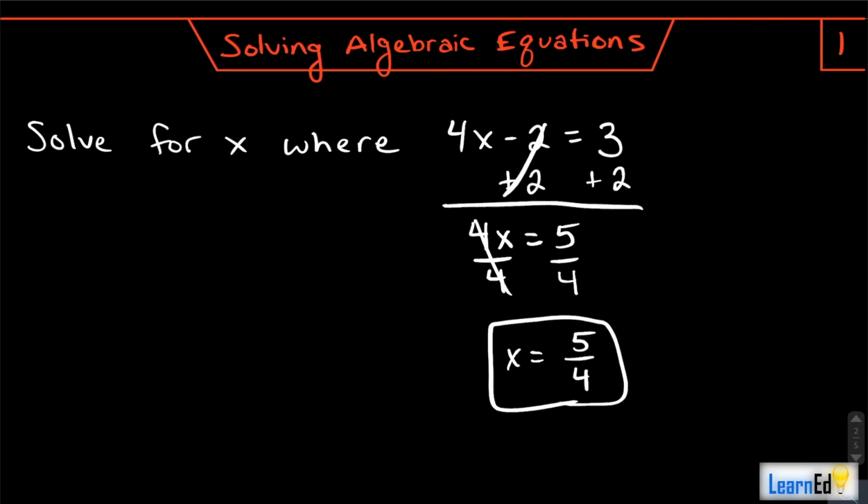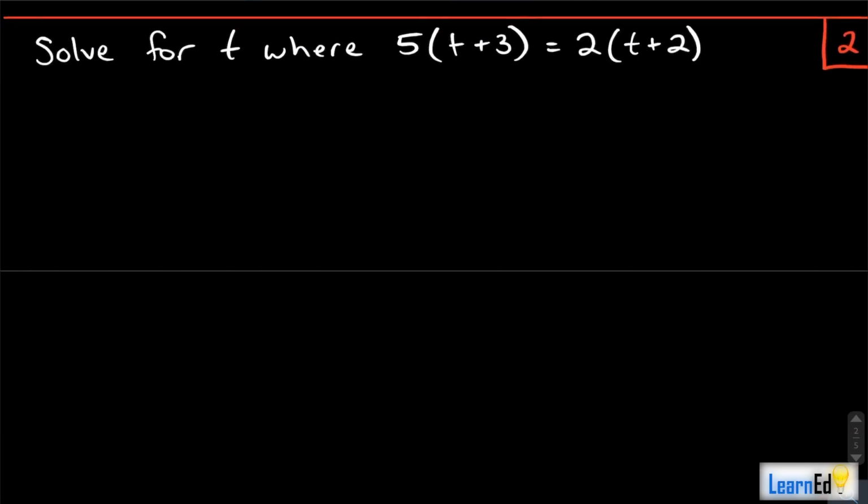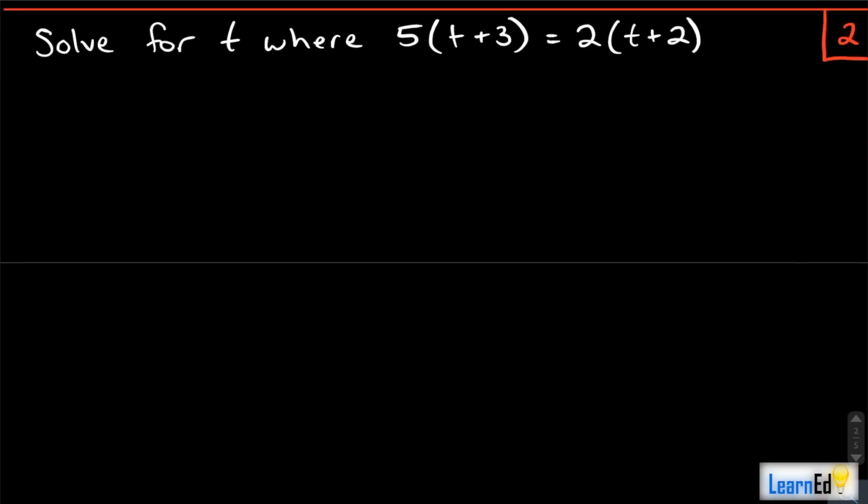Okay, so moving on to problem 2. Now we want to solve for t, and we have 5 times the quantity t plus 3 equals 2 times the quantity t plus 2.